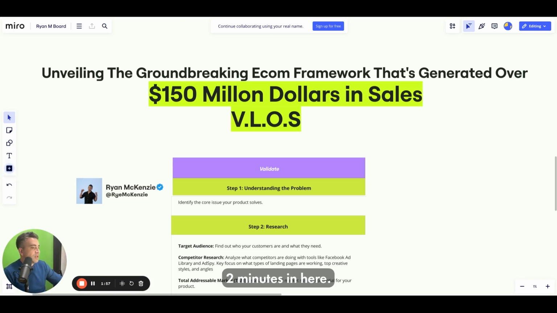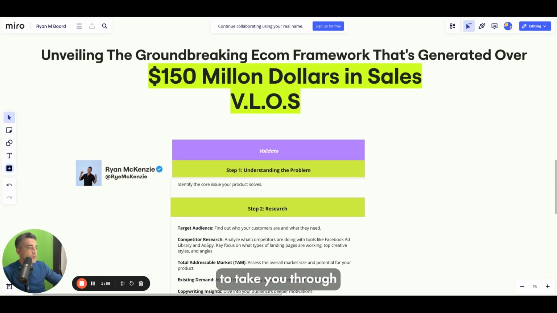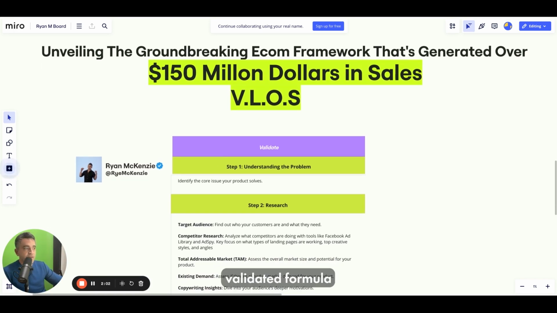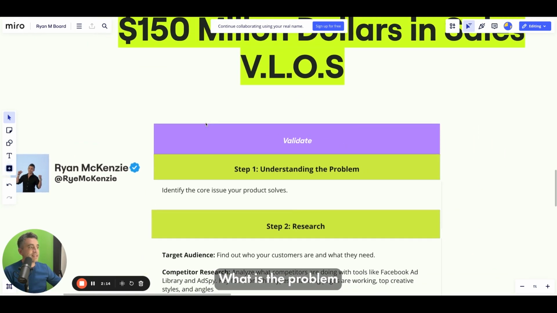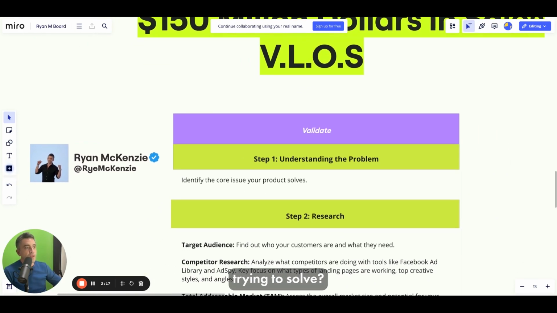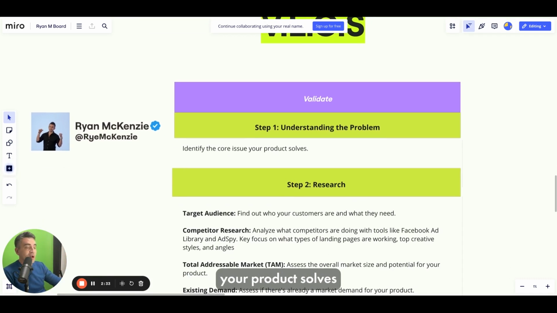So we're already 2 minutes in here, but I am going to take you through the major steps in the validate formula, or the validate framework. So number 1, this is super simple. It's just understand the problem. What is the problem that you're trying to solve? It's always going to be easier to solve a problem and to help somebody correct something that is bothering them in their life, especially if there is pain. So identify the core issues your product solves.